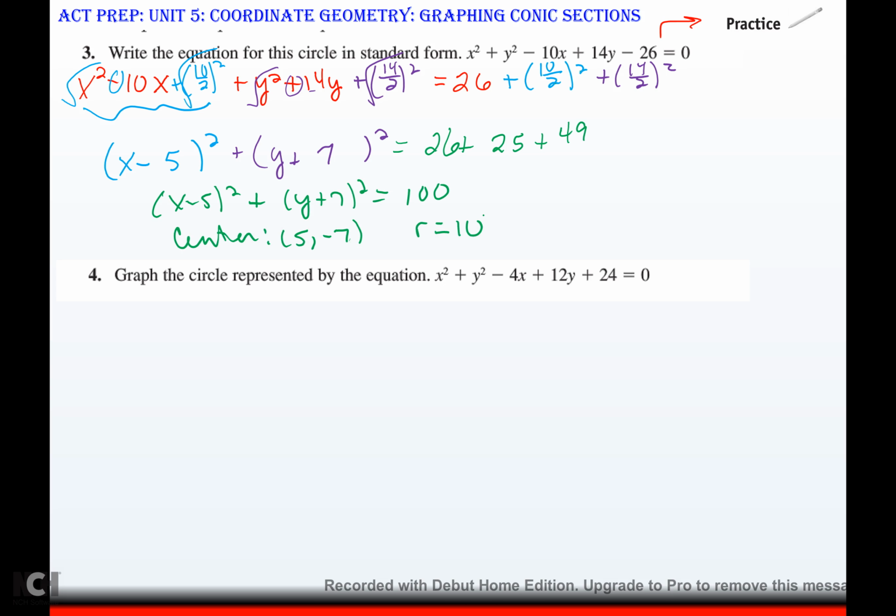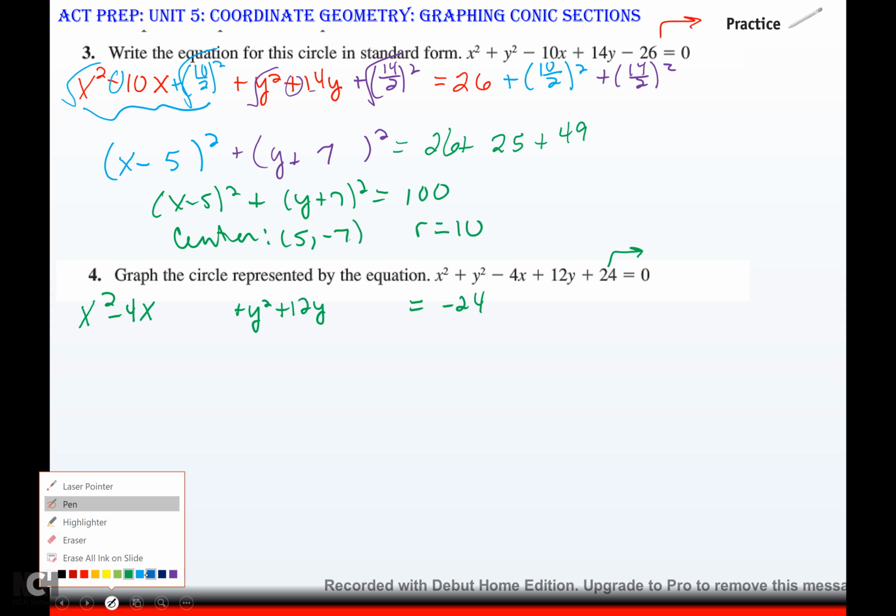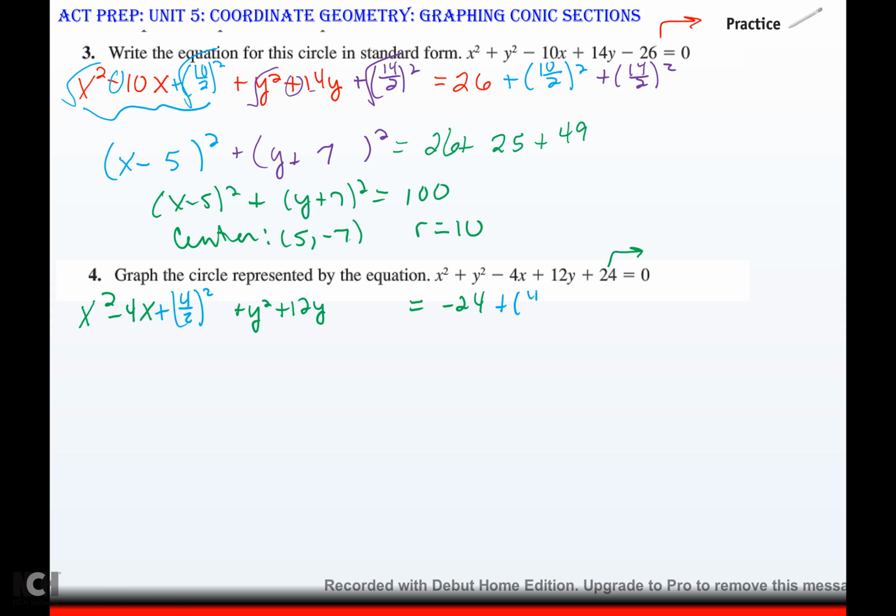Okay? 4 wants me to graph the circle represented by that equation. So first I'm going to have to get it in standard form. So I have x squared minus 4x, leave some room, plus y squared plus 12y, leave some room, equals negative 24 if I move that over. Alright, I'm going to add half of b squared here, so half of 4 squared, but I got to do it to both sides. To complete the square on y, I'm going to add half of 12, because that's his b squared, but I got to do it to both sides.